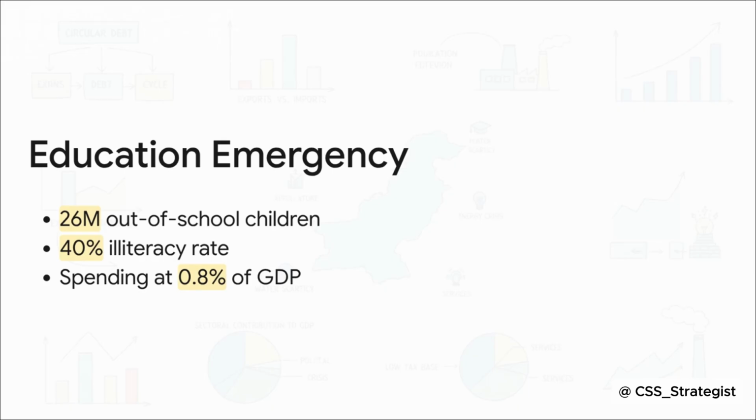Pakistan currently has over 26 million children out of school. That is the second highest number in the entire world. We are looking at a 40% illiteracy rate. Yet, despite this glaring crisis, government spending on education has plummeted to a new low of just 0.8% of GDP.